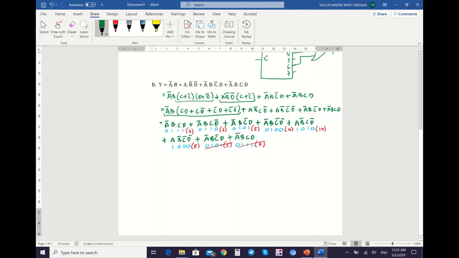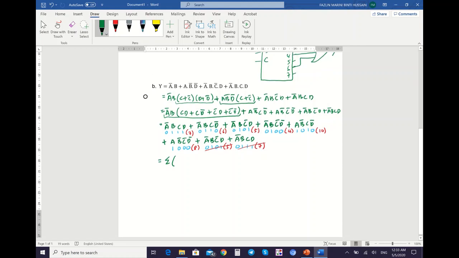You can write all the values, just copy them, not necessarily following the sequence. For example, you can copy based on the values from the first product term, so you may start with 7, 6, 5, 4, 10, 8, or you just follow the sequence 4, 5, 6, 7, 8, 10. It depends. So you have 4, 5, 6, 7, 8, and 10. So these are the decimal values.